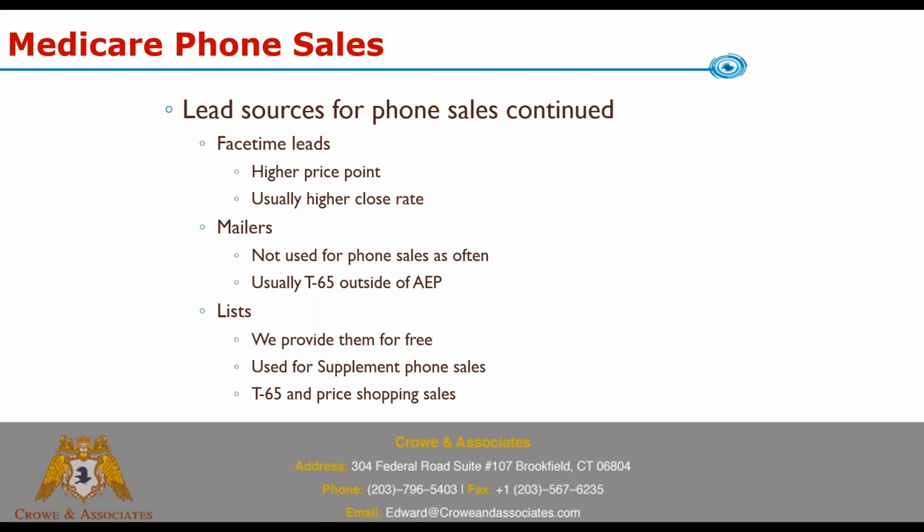But usually a predictive dialer is used just because it speeds up the amount of calls you can make in a given hour by a lot versus just calling on your own.